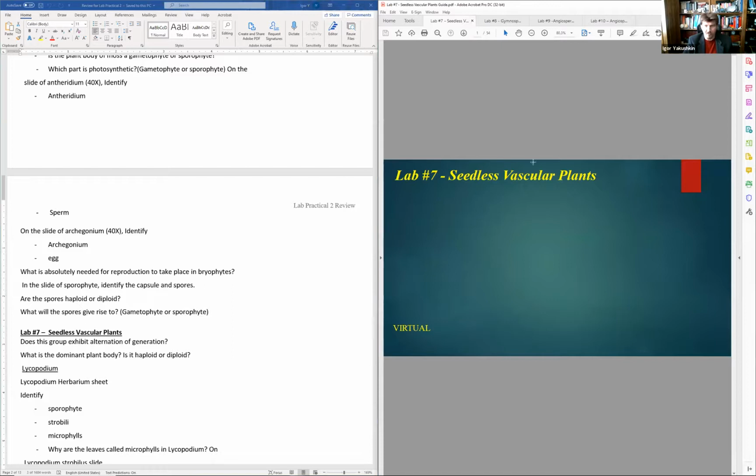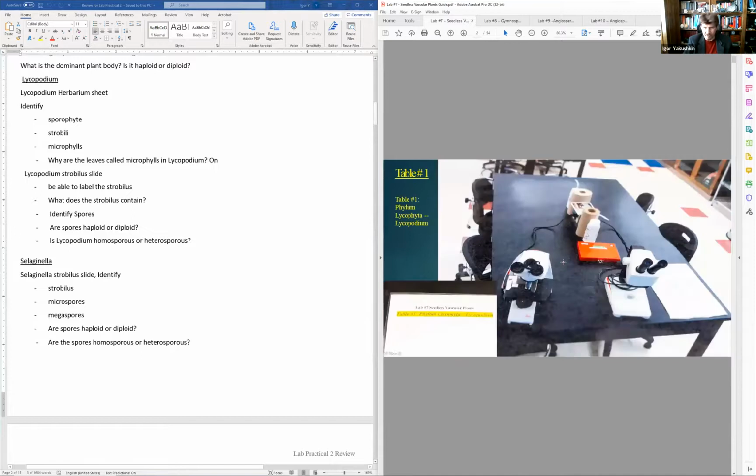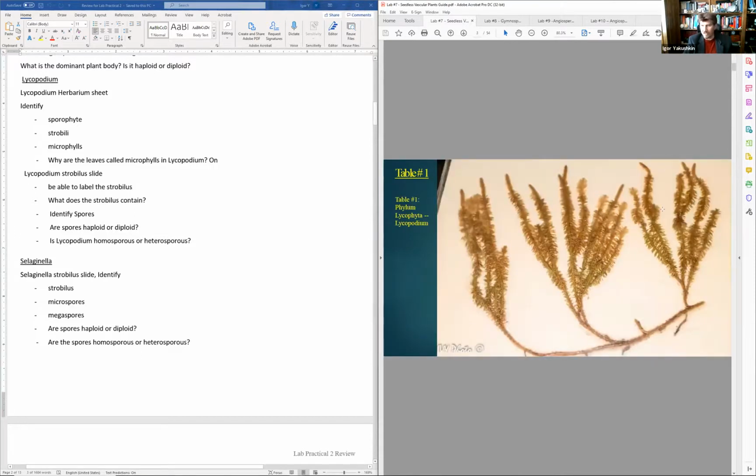So lab number 7, seedless vascular plants. So in the vascular plants, what do we see? We're looking at the vascular tissue, the conducting tissue, right? And we were looking at the ferns essentially, and the club mosses. The club mosses will have the underground stem known as a rhizome, will have tiny little bitty leaves known as the microphylls, and those club-looking structures on the top known as the strobilus.